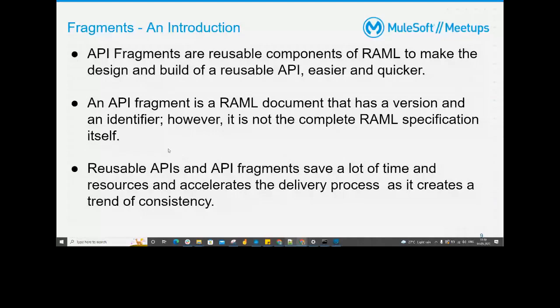Then they again do not need to write the entire code again in their API specification. What they'll need to do is just call this API fragment. So this API fragment is not a complete RAML specification, yet it is a very important part of our specification because this is a component that makes your API reusable. And it actually helps you to create your specification in a very easy manner.